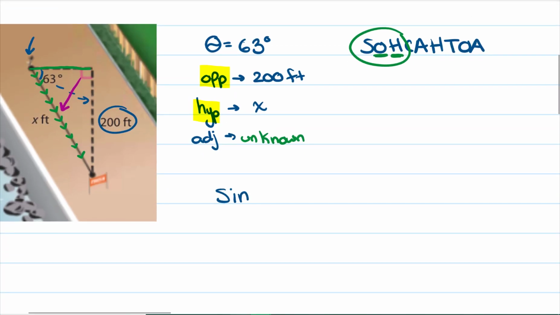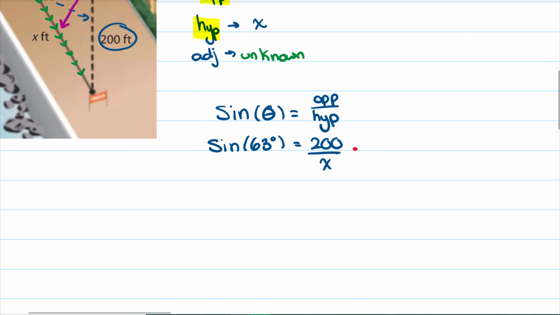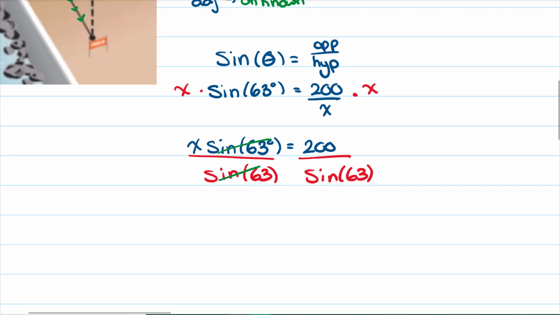So I have sine of theta is equal to opposite over hypotenuse. And my theta in this case is 63 degrees. And my opposite is 200. And my hypotenuse is x. So now in order to solve this, I'm going to multiply both sides by x. And I get x sine of 63 is equal to 200. So then I divide both sides by sine of 63, and this will reduce off here. So I get x is equal to 200 divided by sine of 63.